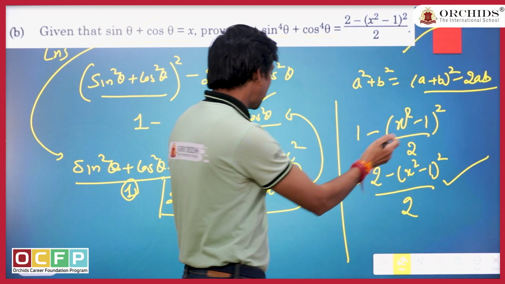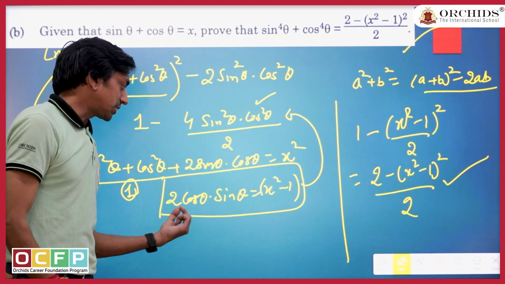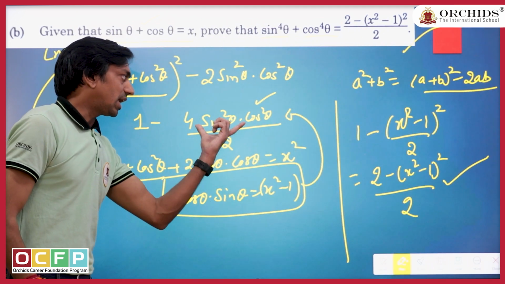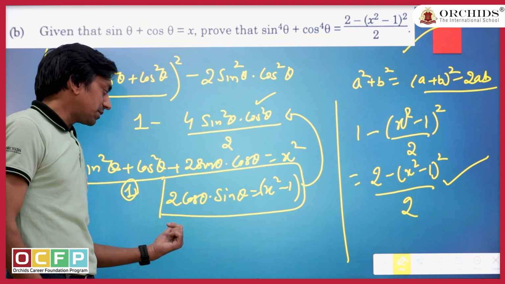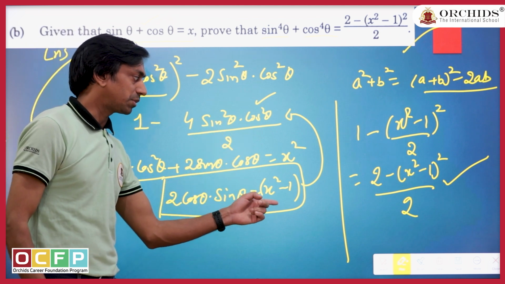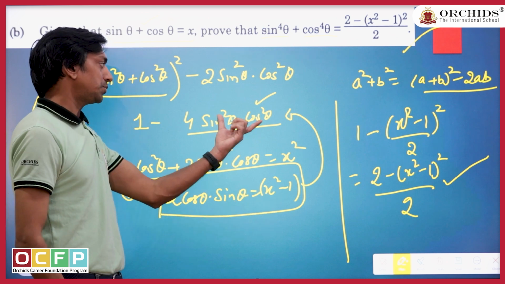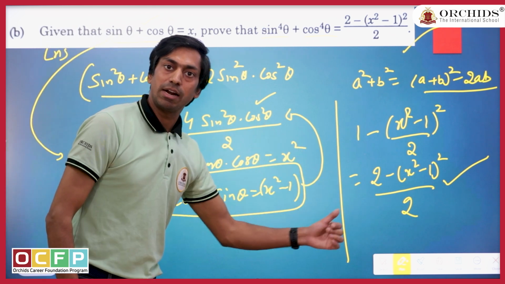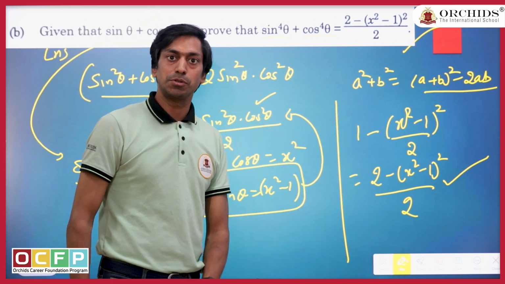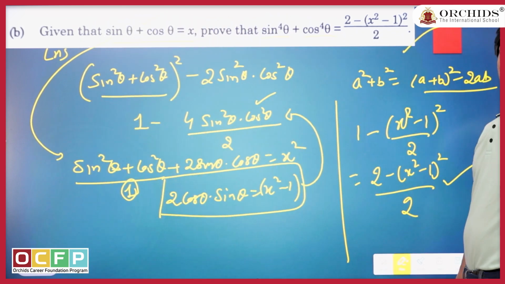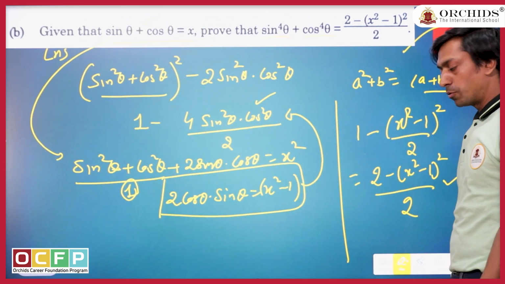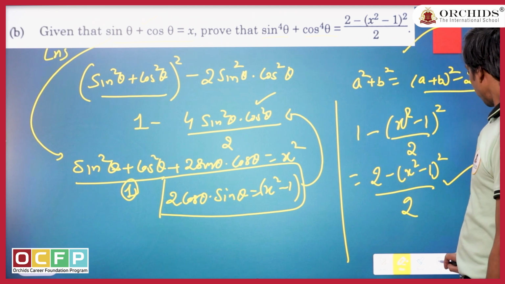And how did I get this square? Because this is the value of 2 sin theta cos theta, equal to this, but I need 4 sin square theta cos square theta. So if I square it, it gives me 4 cos square theta sin square theta equal to x square minus 1 whole square. That I'll substitute, simplify, and get our right hand side. So this is how we have to solve this particular problem. Now we'll move on to the next question.